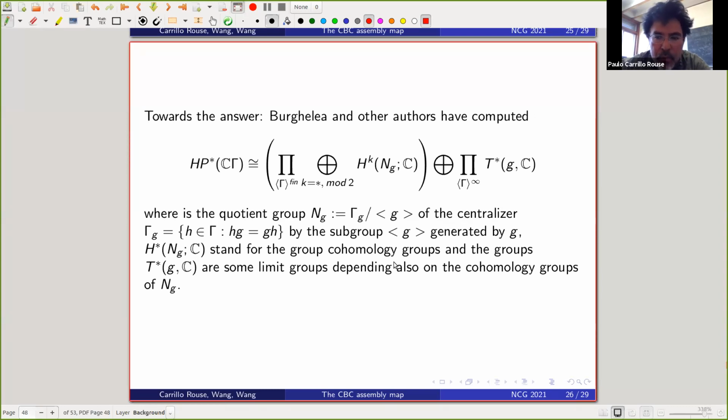Well, these periodic cyclic homology groups have been computed mainly by Burghelea already in the 80s, I guess, in terms of group cohomologies of centralizers. Here it is written. So N_g is a quotient group: the quotient of the centralizer of an element g by the subgroup generated by g. And this is just group cohomology. And these other factors are some limits depending also on cohomologies of N_g. And this means finite order classes, and this means infinite order classes. So you choose an element for every conjugacy class. So this is more or less very classic. There are other computations by many people. I don't even dare to mention all of them because there are many computations like this in the literature. But this is an explicit computation.